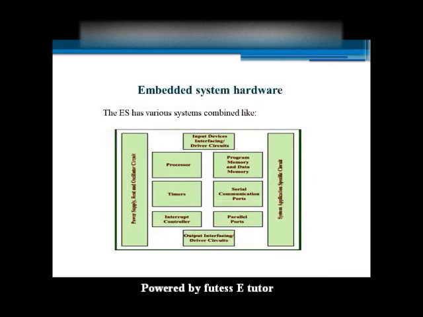This is the image for embedded system hardware. The embedded system has various systems combined like power supply, input devices, processor, timers, interrupt controller, program memory and data memory, serial communication ports, parallel ports, output interfacing, system application specific circuit.